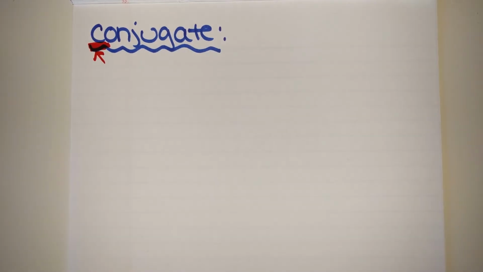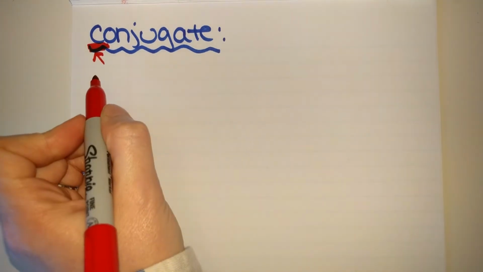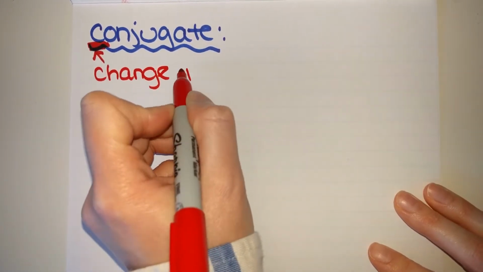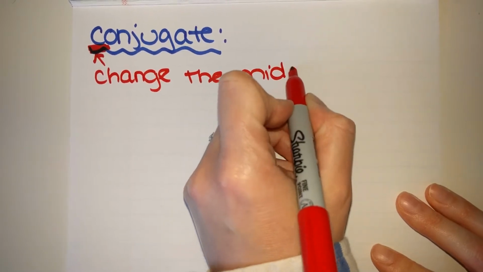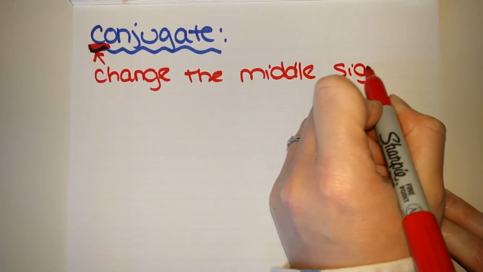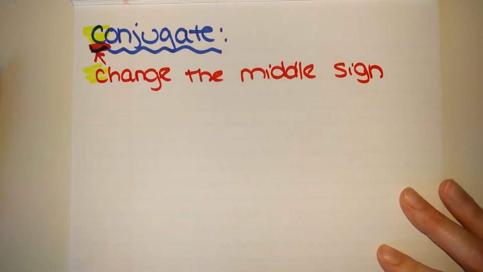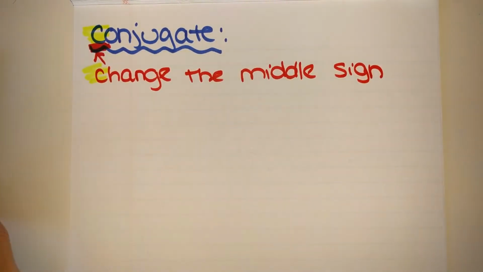But here's the thing. In calculus, we get to see how knowing about this conjugate is actually going to simplify our life significantly and allow us to solve problems we would not be able to solve otherwise. So the conjugate is defined where we change the middle sign. So whatever is in the middle, we are going to change that middle sign. And I know this is really silly, but I always think about the C in conjugate, the C in change. We change the middle sign.